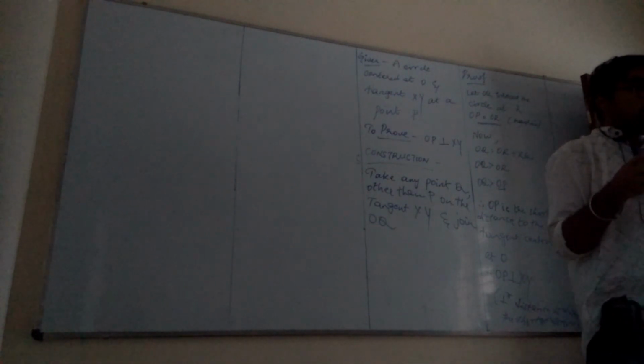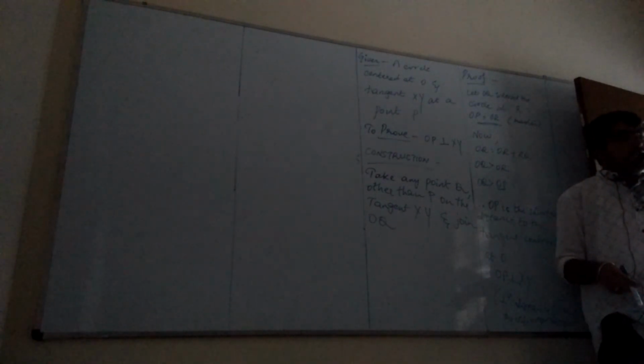How many tangents can a circle have? Infinite. Now the fill in the blank. A tangent to a circle intersects the circle in dash points. In 1 point. Write it, 1 point.